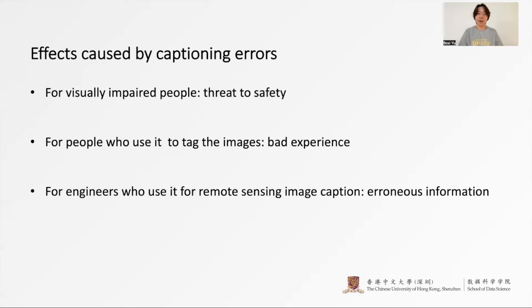There are some bad effects caused by captioning errors. For visually impaired people, this may cause threats to safety. For people who use it to tag images, they may get a bad experience. And for engineers who use it for remote sensing image captioning, they may get erroneous information and wrong guidance.